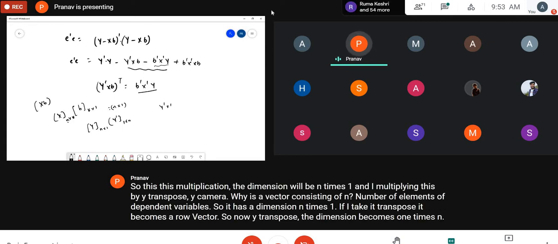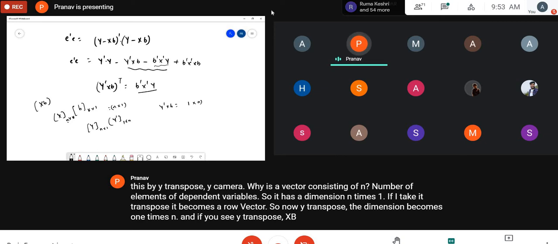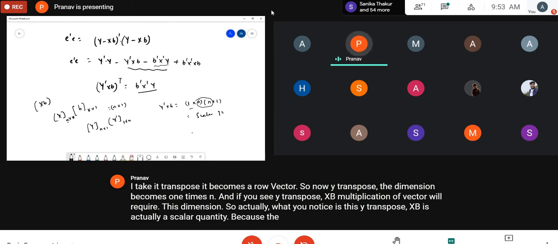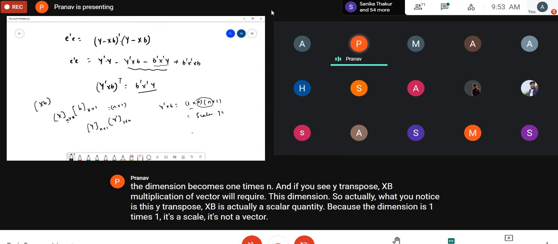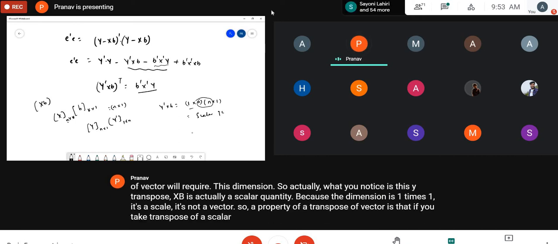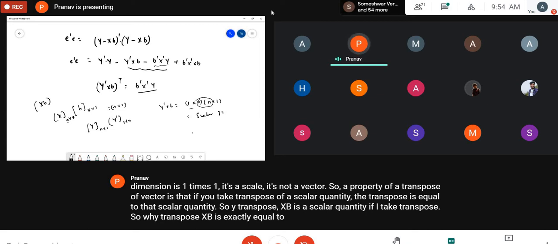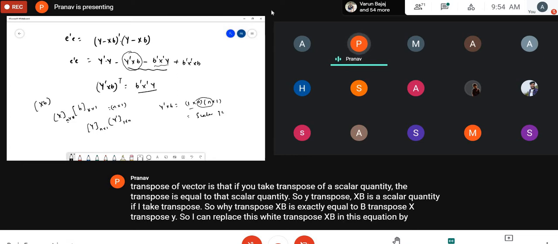And if you see Y transpose XB, the multiplication of vectors requires this dimension. So what you notice is that Y transpose XB is actually a scalar quantity, because the dimension is 1 times 1. It's a scalar, not a vector. A property of transpose is that if you take the transpose of a scalar quantity, it is equal to that scalar quantity. So Y transpose XB is exactly equal to B transpose X transpose Y. So I can replace this Y transpose XB in this equation by B transpose X transpose Y.